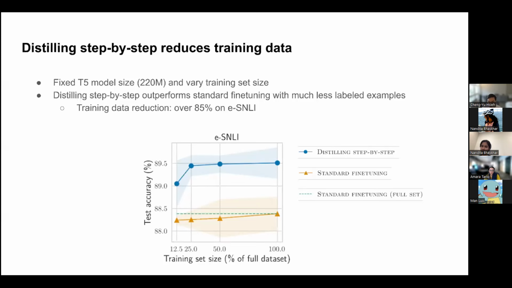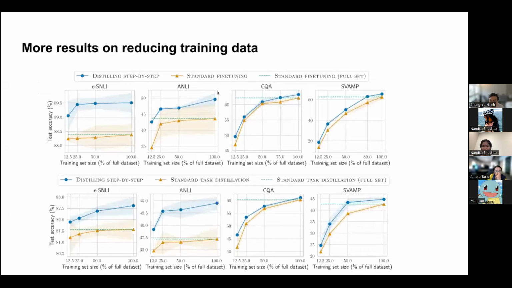And we conduct experiments over all the four different data sets that we consider. On the top row, we compare distilling step-by-step to standard fine-tuning. In the case of ANLI, we also see a training set size reduction of over 75%. On CQA, it's over 25%. On SVAMP, it's over 20% training data set size reduction. And we also compare distilling step-by-step to standard task distillation. In this case, the labels that we use to train small models in distilling step-by-step are both extracted from a large language model teacher. And here, we also see a huge amount of training data set reduction comparing distilling step-by-step to standard task distillation.